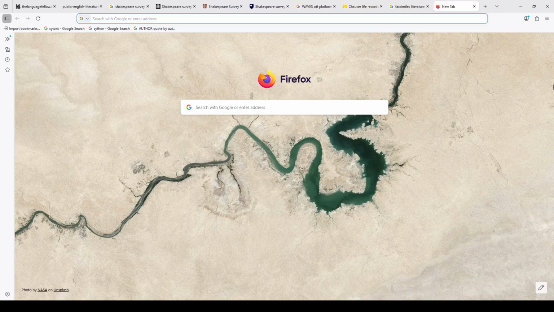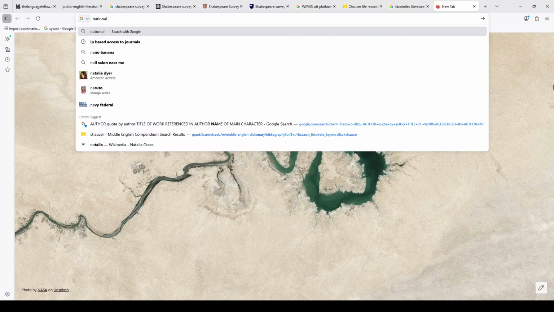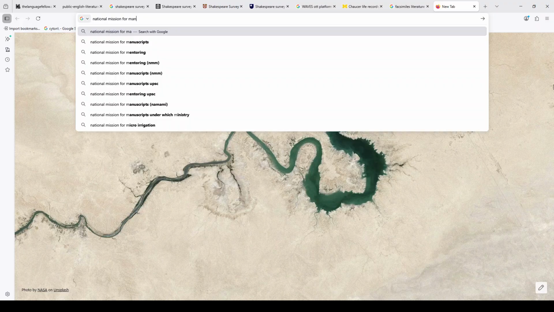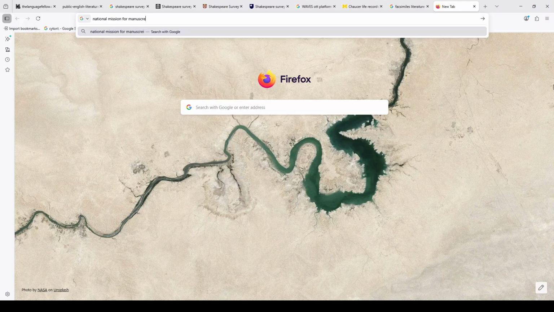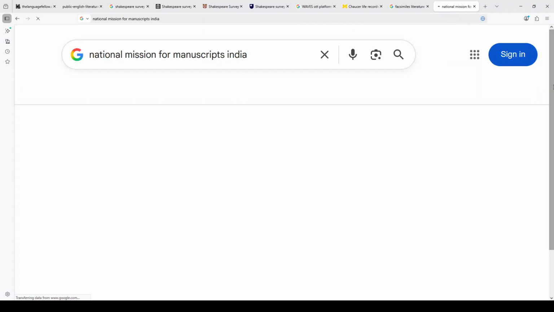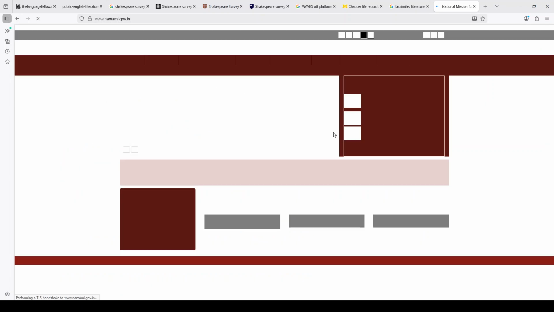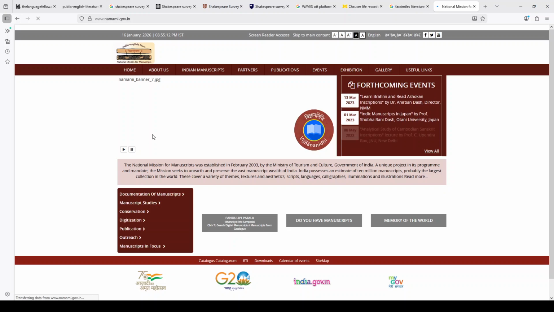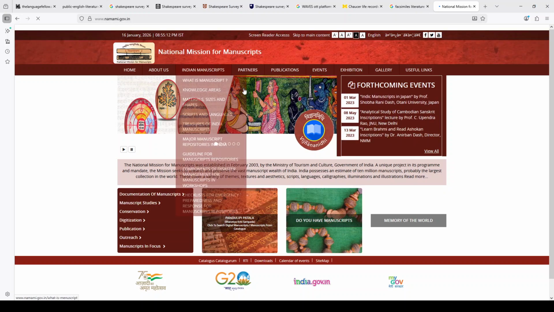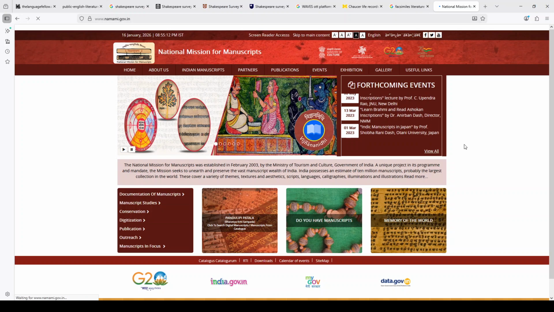Which reminds me, by the way, National Mission for Manuscripts, India. That is a recent National Mission for Manuscripts, and this is for people who would like to do research on Indian manuscripts and so on. That kind of thing.